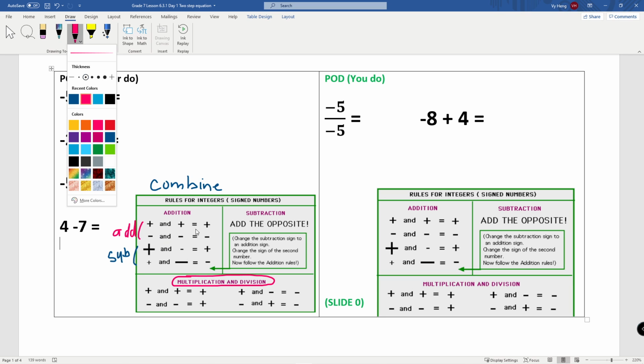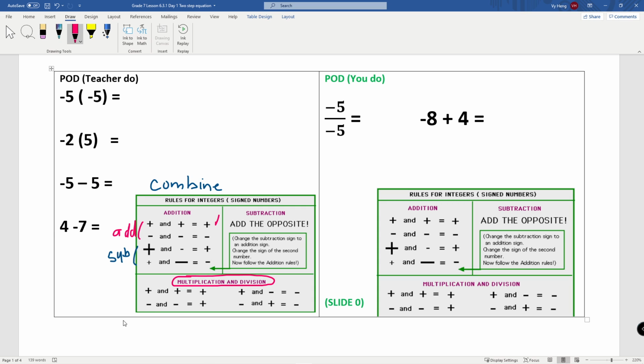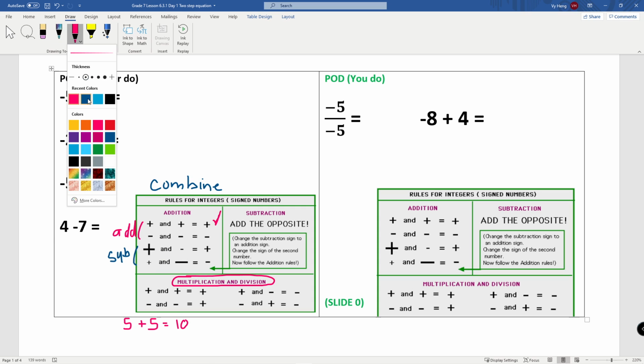So here's a good example of the first row, this first row. If you have a positive 5 and another positive 5, we already know this is positive. Well, it says right here you add, and when you add them, you're going to get a positive 10, okay? So that's this one right here. I checked this one off.